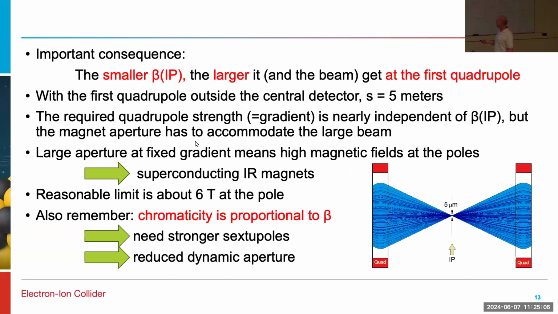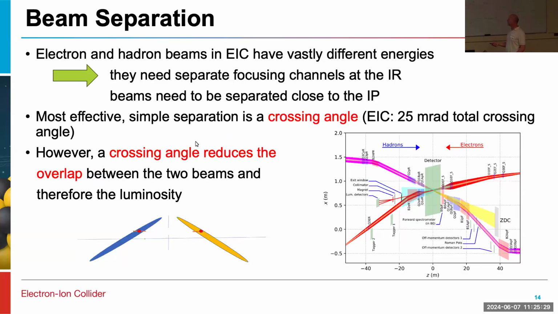A reasonable limit here for the pole tip field at the aperture of the superconducting magnet is about 6 Tesla. So then that gives you the gradient that you can achieve. Okay, and I talked about the effect on the chromaticity and so on, and that you need larger sextupoles which reduce the dynamic aperture.